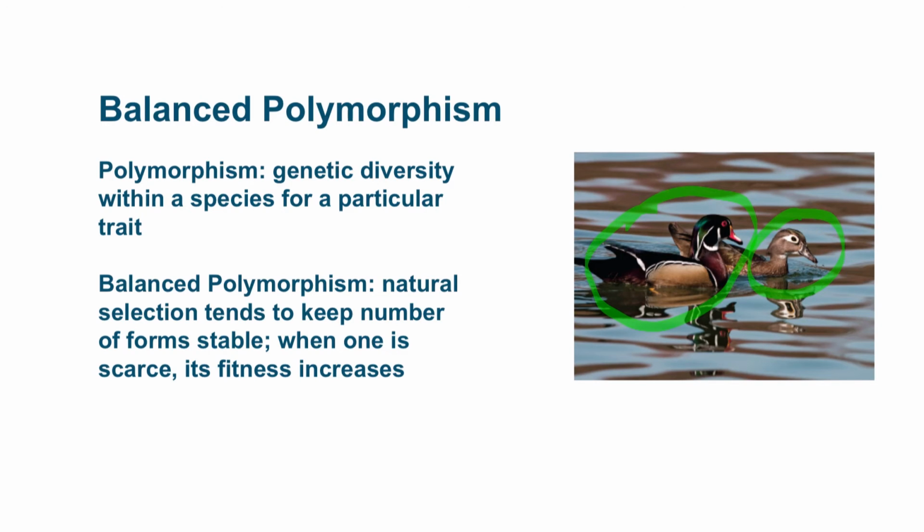So the females would be in much higher demand. And likewise, if there were very few males, males would be in greater demand, and so their fitness would go up. And so you end up with this balance of when one morph increases, the other morph tends to decrease, and vice versa, so that the number of morphs tends to stay relatively equal in a population.